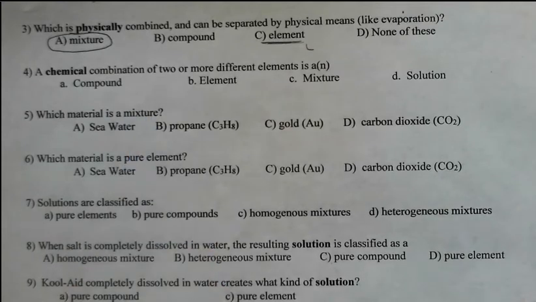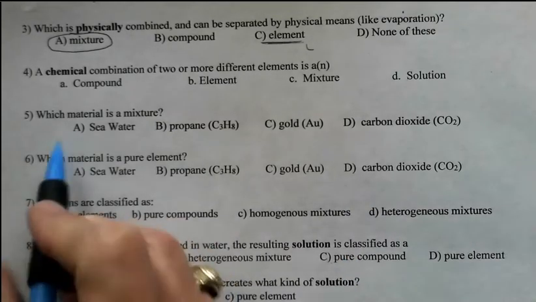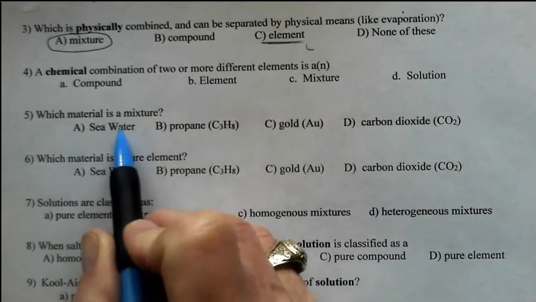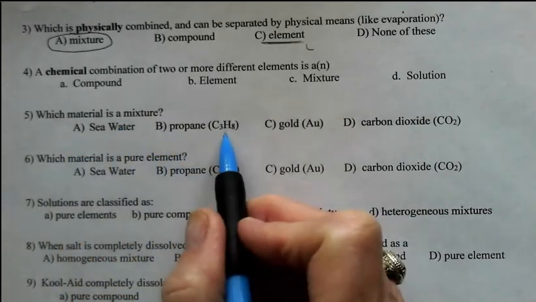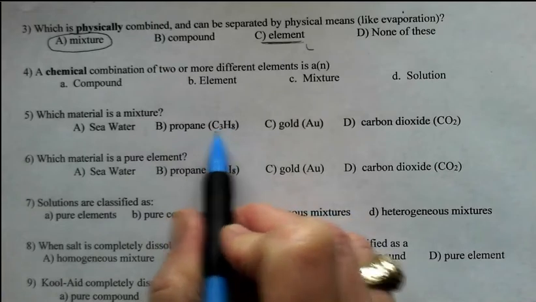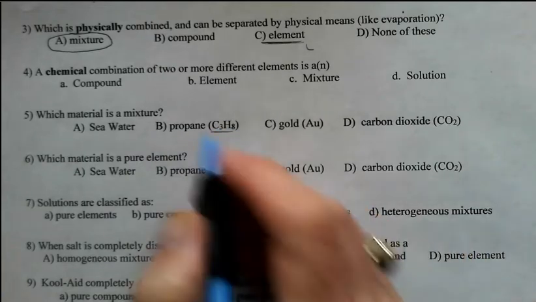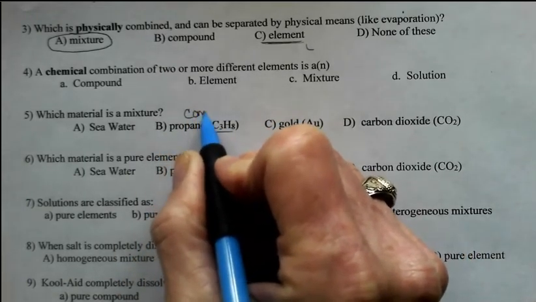Okay, number five. Which material is a mixture? Okay, well, remember that compounds and elements are not mixtures. Compounds and elements are pure substances. So seawater, that's probably the answer. But let's look at everything else. Propane, well, it gives me a chemical formula. If it gives me a chemical formula, it's a compound.